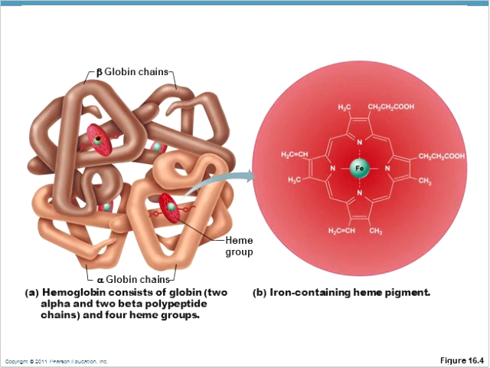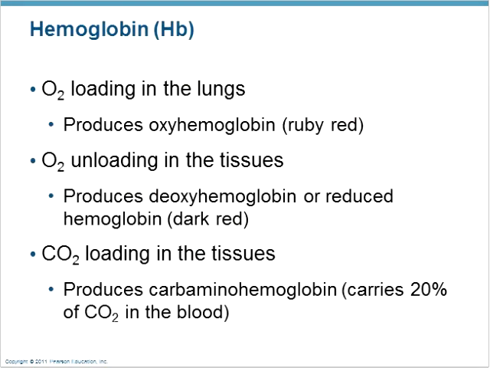The iron-containing heme element right there, and it's the iron that allows us to do that. Hemoglobin, big H, little b, allows us to do oxygen loading in the lungs. Oxygen comes into the bloodstream via the lungs and attaches to the blood, and it changes the hemoglobin into oxyhemoglobin.